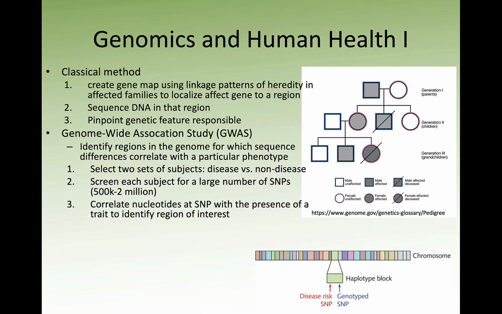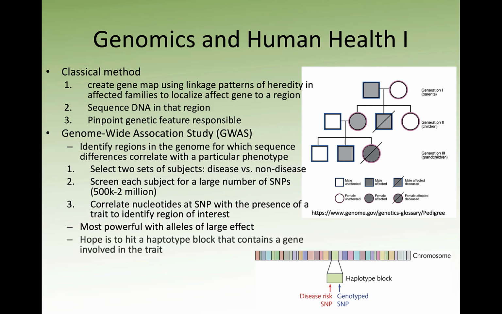And then what you're looking for is to correlate specific nucleotide SNPs with the presence of a specific trait to identify a region of interest. So we're looking to see if a specific allelic call is associated with a specific genetic outcome, or in this case, a phenotype for a disease. This is a process which is most powerful when the alleles are of large effect. And the hope is that you're going to hit a haplotypic block that contains a gene involved in that trait.